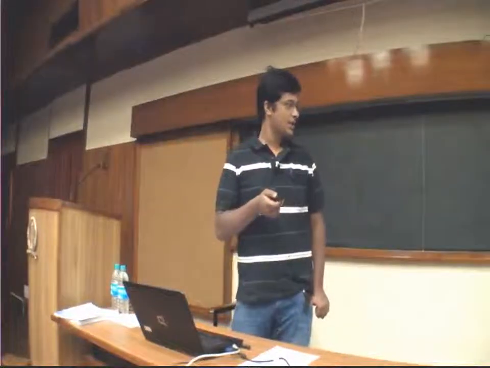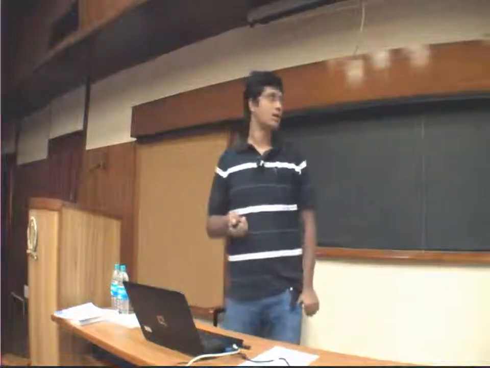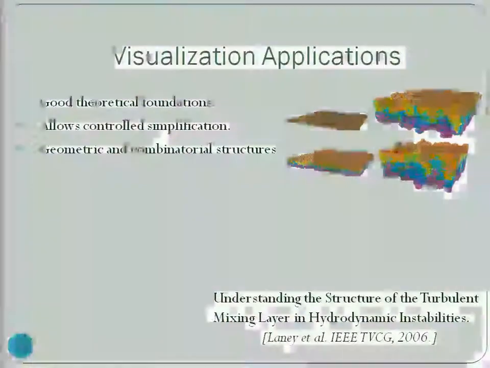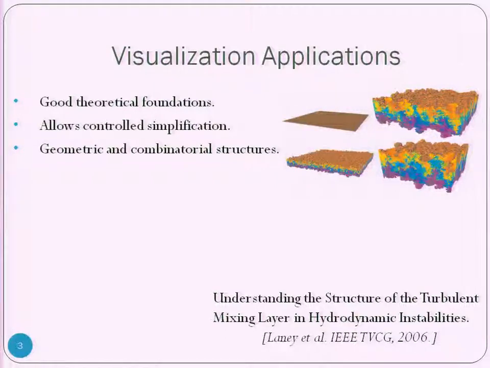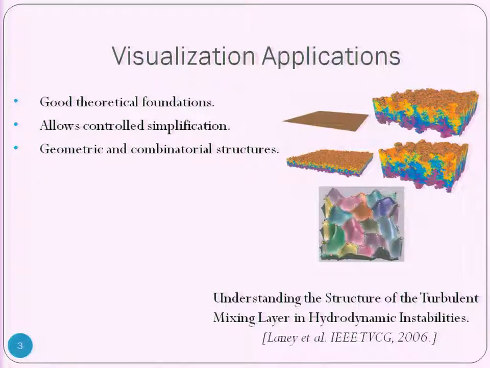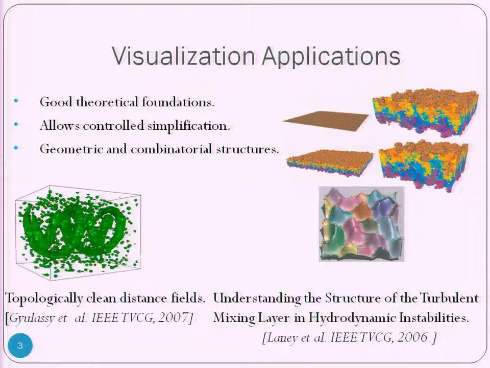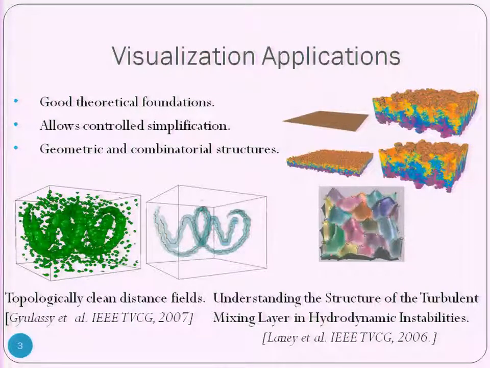And to take a few examples of the works that have leveraged this data structure, I'm quoting from a paper by Laney and others, where they tried to understand the structure of the turbulent mixing layer in hydrodynamic instabilities. There they used the Morse-Smale complex of the mixing layer to characterize bubble-like structures within it. Another example is by Gyulassy and others, where they extracted the core structure of porous medium data sets using the Morse-Smale complex by simplifying what is known as the distance fields.